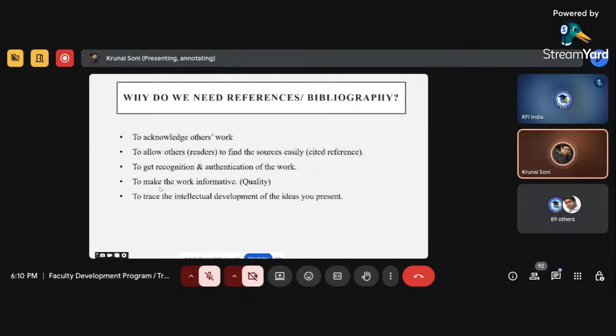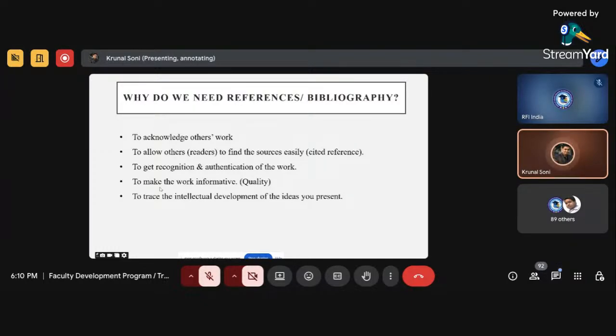Then, why do we need referencing and bibliography? I think we have discussed it in a very deep and detailed manner, but still, to confirm those things: first, to acknowledge others' work. Obviously, if somebody has done the work and given some statement, we should always give them the citations. It is one kind of respect that we show by acknowledging others for their own work, and that is the system of society.